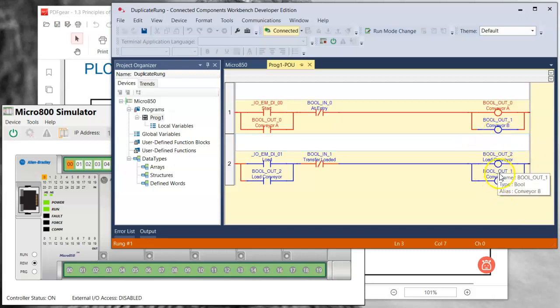So again, it allows you to do this. This is one of those things to always be mindful of, is that it does allow you to do this. But as you can see, it can create some significant havoc in the program.